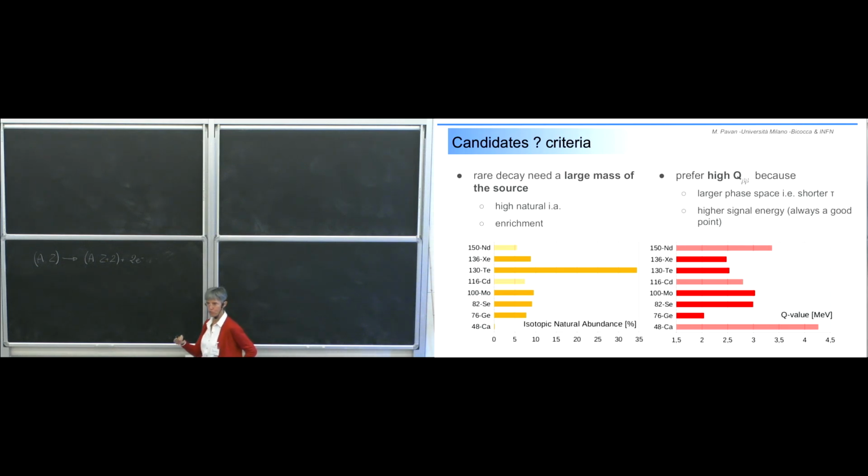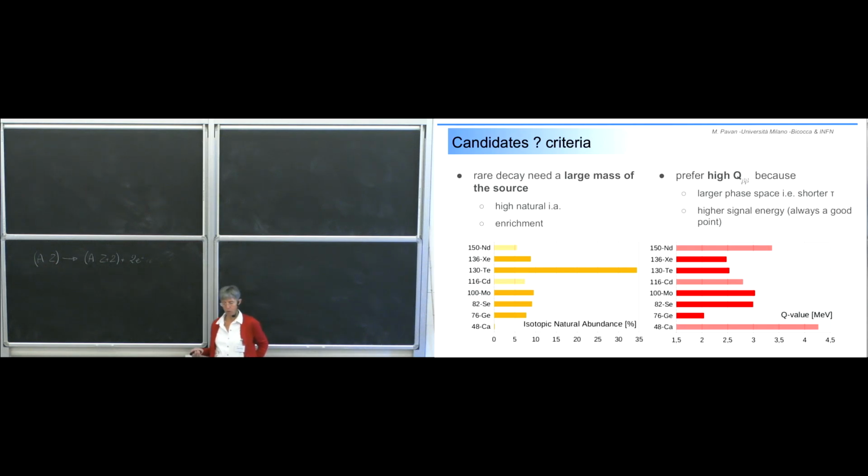I have to measure a very rare decay, and therefore I will need a lot of nuclei in my source, and it's important that I do not have inert material in my source that doesn't partake in my experiment. And you see that most of these isotopes have a very low isotopic abundance. The only exception is tellurium-130.